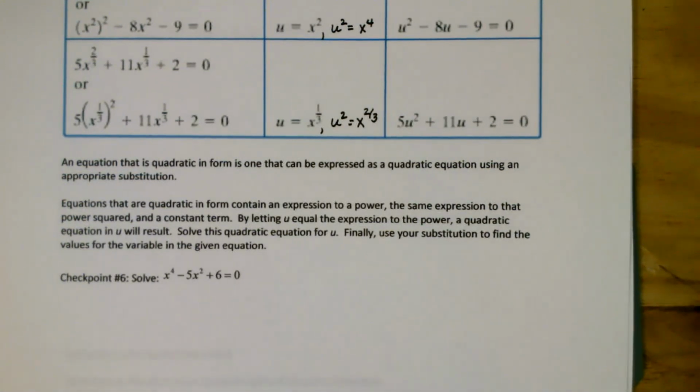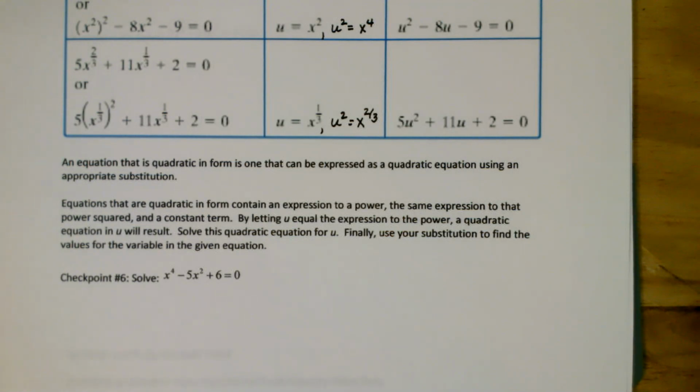All right. An equation that is quadratic in form is one that can be expressed as a quadratic equation using an appropriate substitution. Equations that are quadratic in form contain an expression to a power, the same expression to that power squared, and a constant term. By letting u equal the expression to the power, a quadratic equation in u will result. Then you'll solve this quadratic equation for u, and then finally use your substitution to find the value for the variable in the given equation.